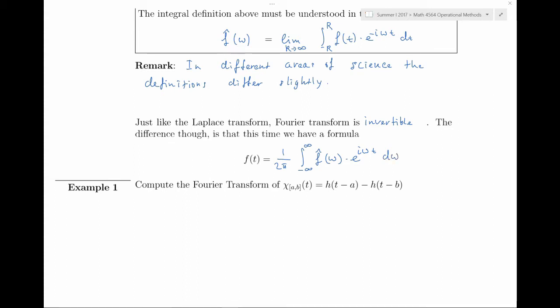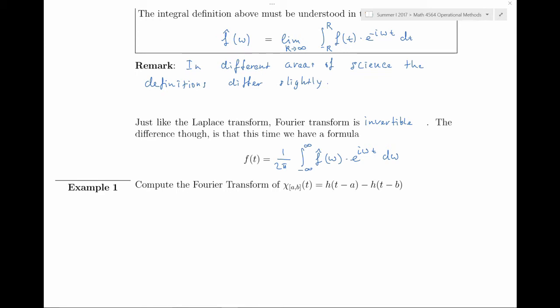It is now clear why sometimes people want the factor 1 over square root of 2 pi in front of the Fourier transform formula, because then the Fourier transform formula and the inverse Fourier transform formula will look almost identical to each other. The proof of this formula requires some mild application of the techniques you learn in your multivariable classes, and it is really not that difficult to show that this inverse transform formula actually works.